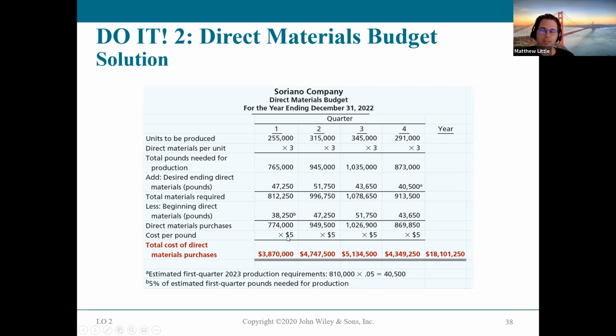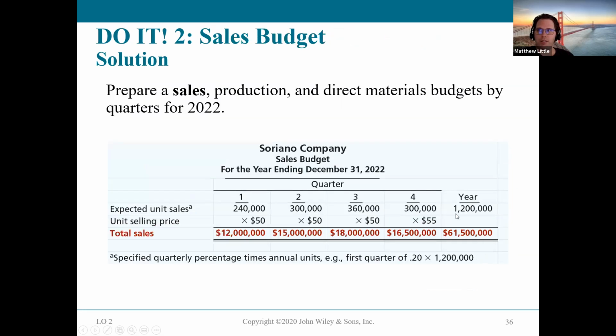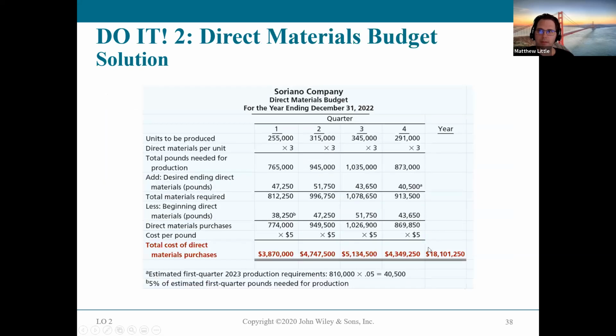So our total direct material purchases in quarter one is 774 at $5 a pound is 3.87 million. And you just extrapolate that out. So our total direct materials purchases of 18,101,000. So what was our sales? 61 million. So about 30%, not bad. So that's the direct sales and materials budgets.